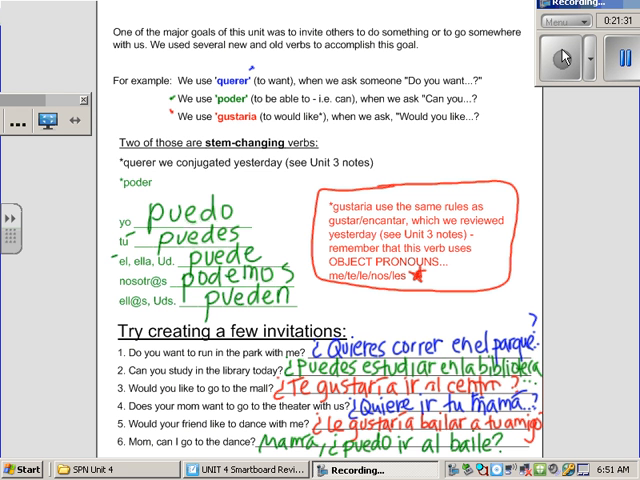Number 6, Mom, can I go to the dance? Please, por favor. Would be, Mamá, ¿puedo ir al baile? I'm using the yo form. Can I go? ¿Puedo ir al baile?